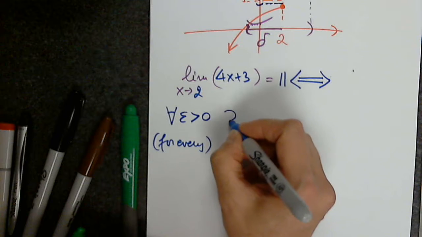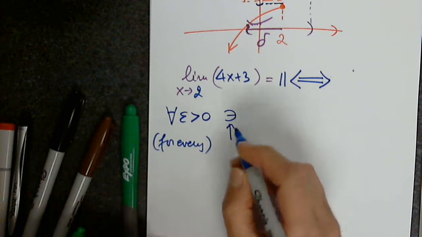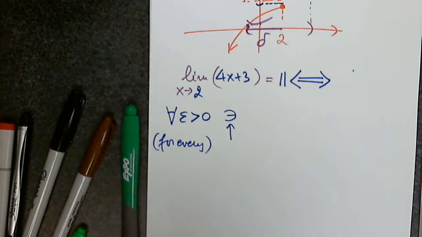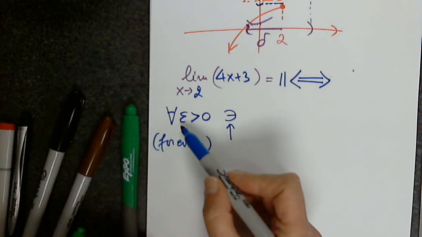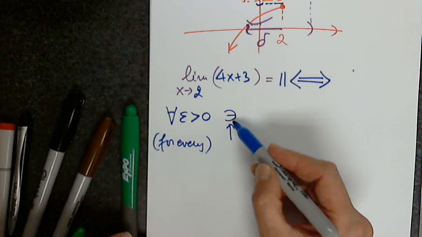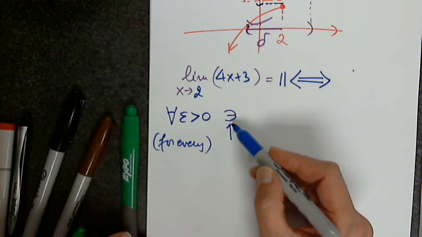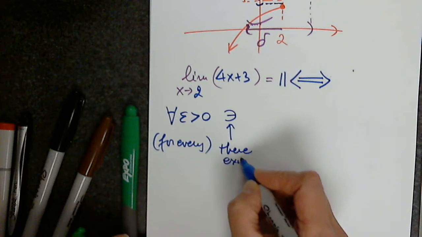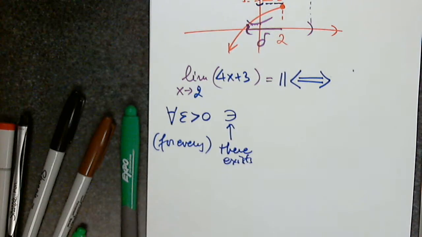The next symbol is this. These are all not inventions. These are all mathematical symbols. And the higher you go in math, you will potentially use these symbols. So I'm not going to test you on this. You can write in words if you don't like to use the symbols. So for every epsilon greater than 0, there exists, or I will find, there exists. Or if you want, I will find. For every epsilon greater than 0, I will find.